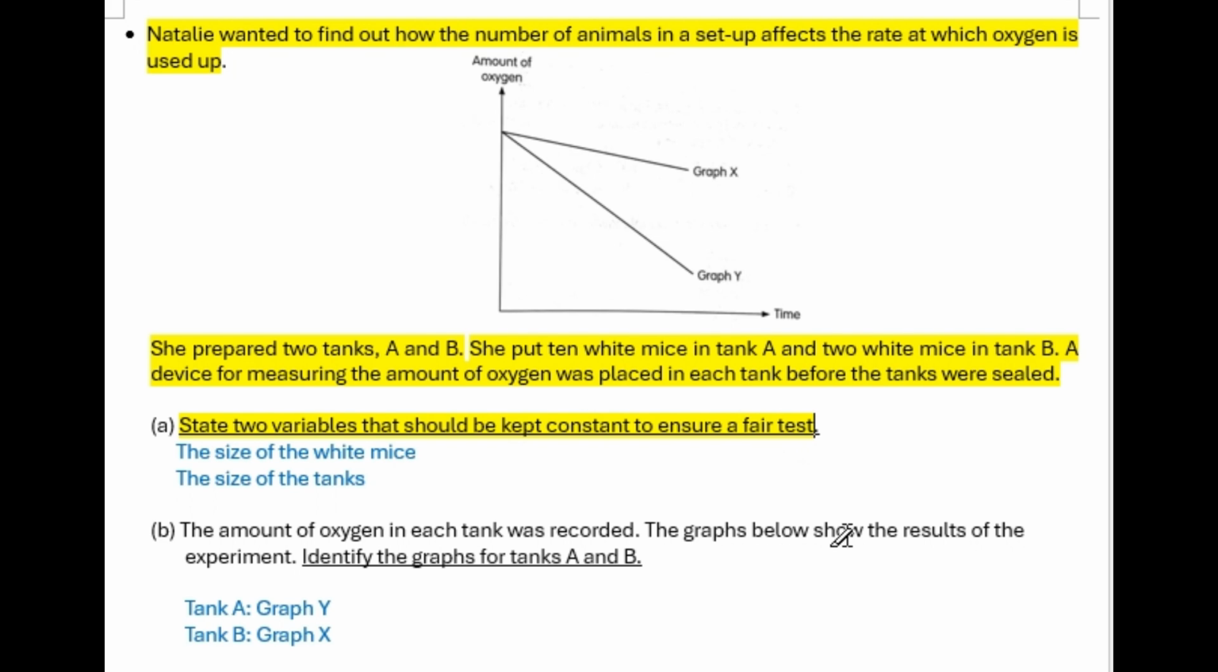State two variables that should be kept constant to ensure a fair test. The size of the white mice. The size of the tanks.